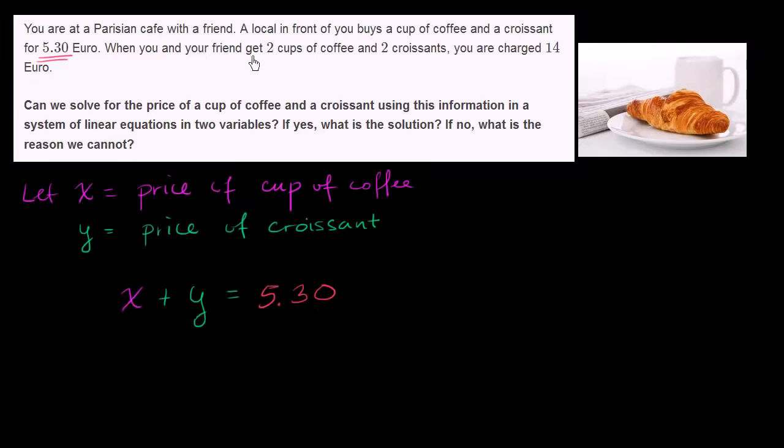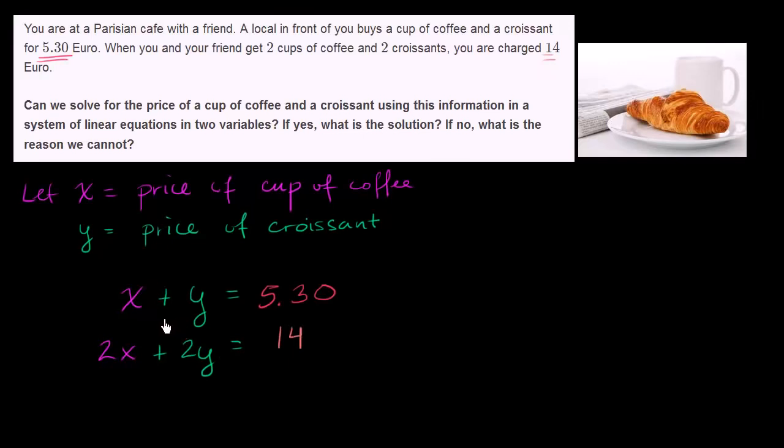Now, when you and your friend get 2 cups of coffee and 2 croissants, you're charged 14 euro. So what's an equation to describe this? So we should be charged 2 times the price of a cup of coffee. So it should be 2x. And then we should be charged 2 times the price of a croissant, so plus 2y. And the sum of these should be the total amount that we're charged. We've been charged 14 euro. So let's see if we can solve this system of equations.